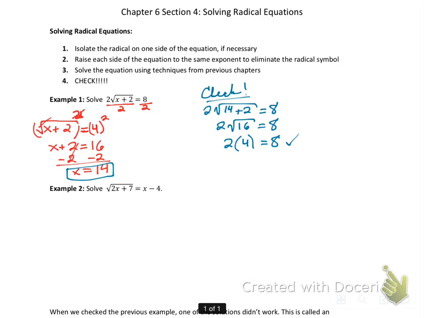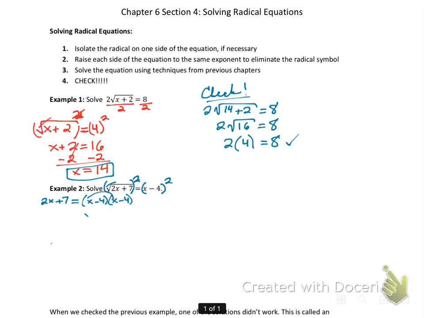Now in example 2, we have to do the same thing. First, we have to isolate the radical on one side of the equation if necessary. Well, on the left side of the equation, where there is a square root, there's nothing else. There's nothing in front of it or behind on that side. So we can go ahead and do step 2, which is to square both sides. Now you have to be very careful, because even though the square and the square root go away to get 2x plus 7, the right side is x minus 4 squared, which is x minus 4 times x minus 4.